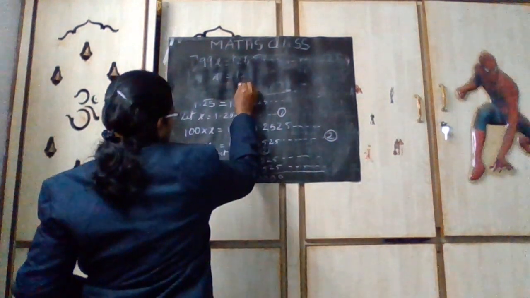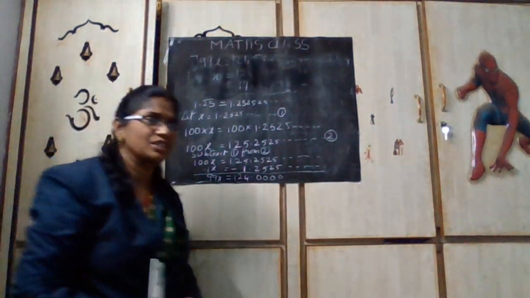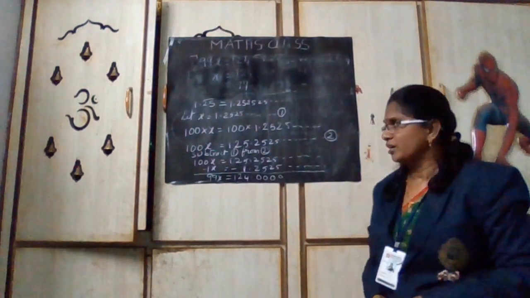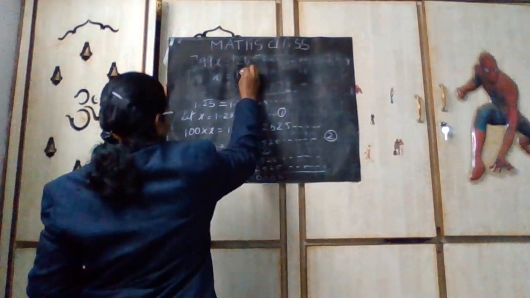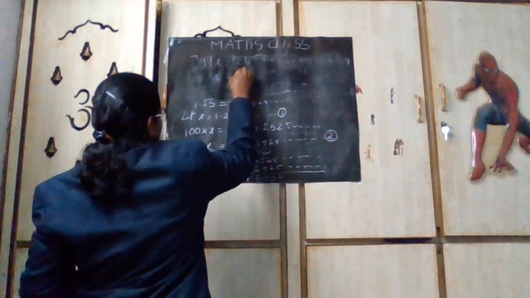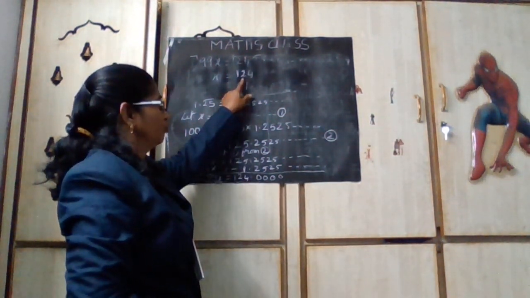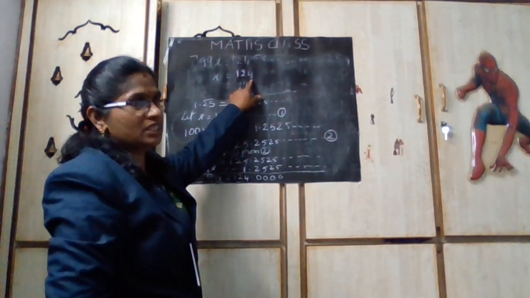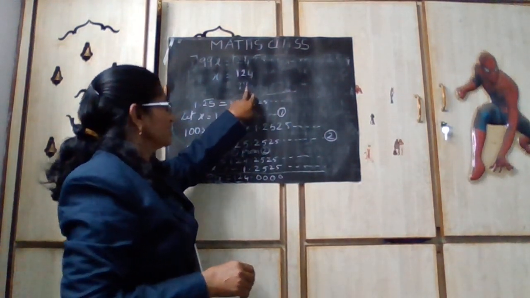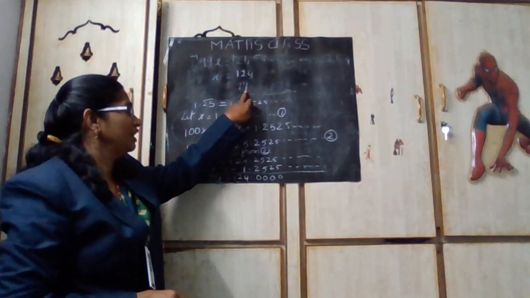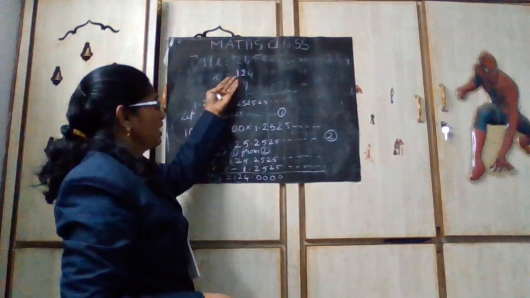x = 124 by 99. Is there any possibility to simplify this fraction, children? Is there any common factor in both the numerator and denominator? If you don't know how to do this, go for the divisibility criteria. Add these digits: 1 plus 2 is 3, 3 plus 4 is 7. It is not divisible by 3. The last digit is 4, so it is divisible only by an even number, but 99 is an odd number. So it is not possible, you leave it like that.